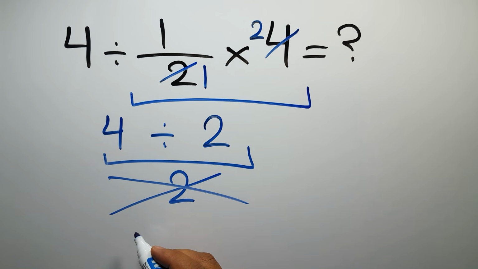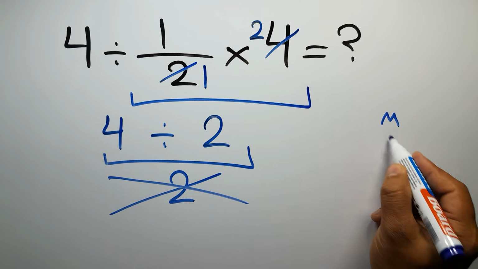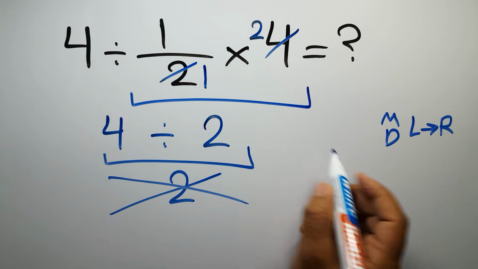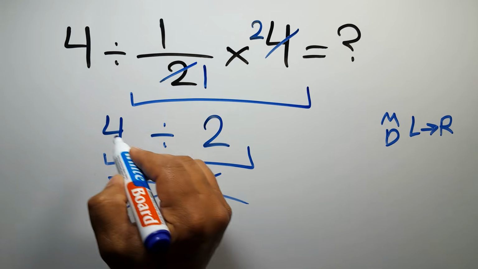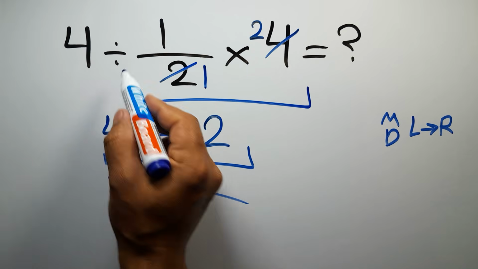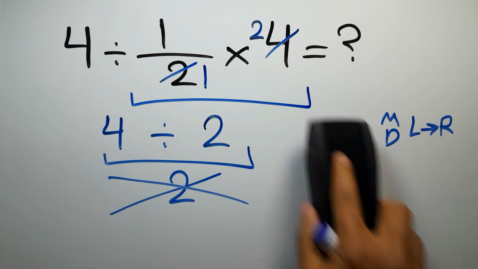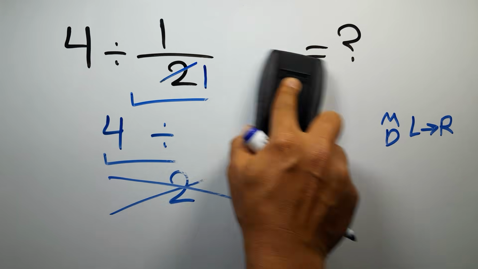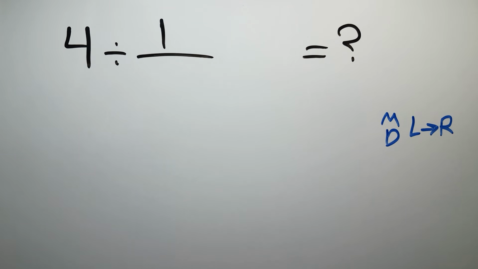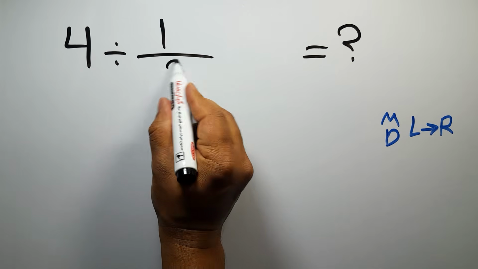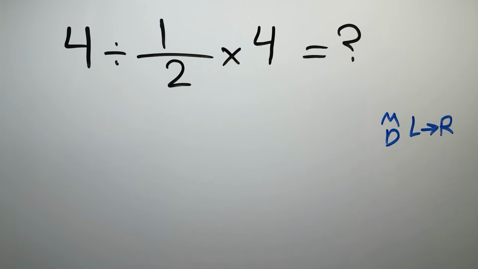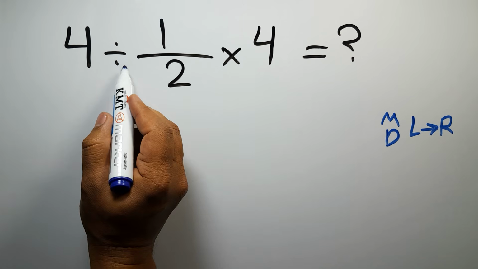Because according to the order of operations, multiplication and division have equal priority and we have to work from left to right. So here, first we have to do this division, then this multiplication. If we do this multiplication before this division, it is wrong. So first we have to do this division.